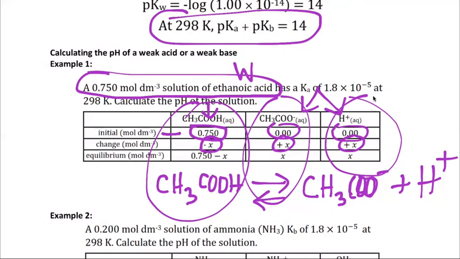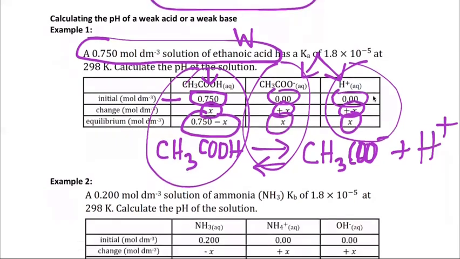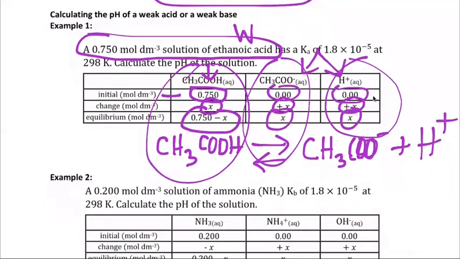Then at equilibrium, the concentration for our weak acid is going to be 0.750 minus X. And for both products, for the conjugate and for the hydrogen ion concentration, it's just going to be X. And so we have to figure out what X is. All the problems that we are going to be given are going to be easy to do because we're actually going to simplify this.